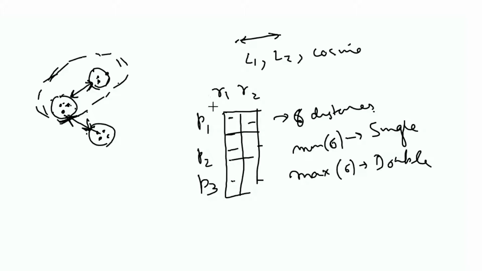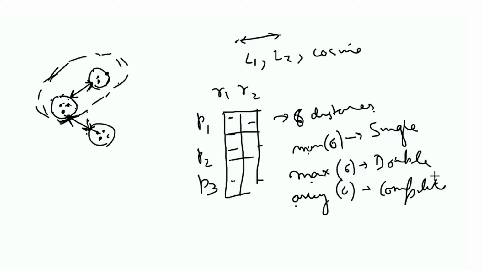But what you are doing now is trying to measure distances between the clusters. So you have got the 6 point to point distances, and between these 6 point to point distances, you can take the minimum, you can take the maximum. If you take the minimum, it's called single linkage. If you take the maximum, it's called double linkage. And the other idea is you take an average of these 6, which is then called complete linkage.